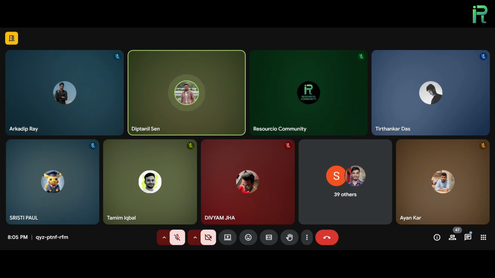Today's session is all about something that quietly defines how we experience technology, App UX 101. We'll begin with a short introduction to App UX and its importance in today's digital world. Up next, we have a keynote session by our guest speaker, Mr. Tamim Iqbal, who will share his insights, experiences, and lessons from his journey in UX design. After that, we'll move into an interactive Q&A. So make sure to have your questions ready and we'll have a fun quiz and a few exciting surprises for our participants.